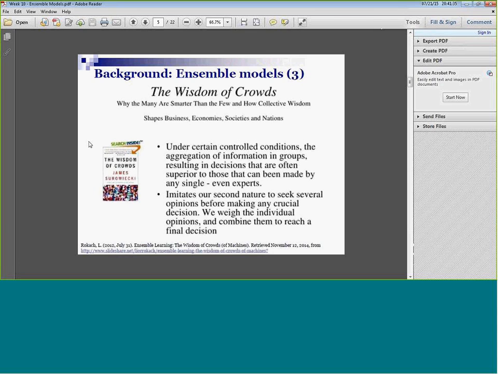So we're not putting groups of experts together. We're putting people together who meet certain criteria that I'll talk about in a minute. But they're not experts, and yet they come up with better answers than the experts. It's kind of amazing, isn't it, to think about it.